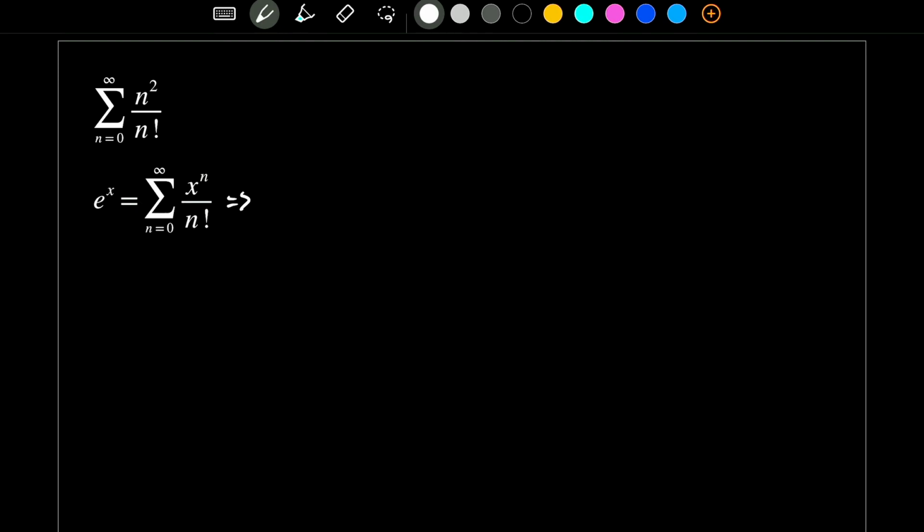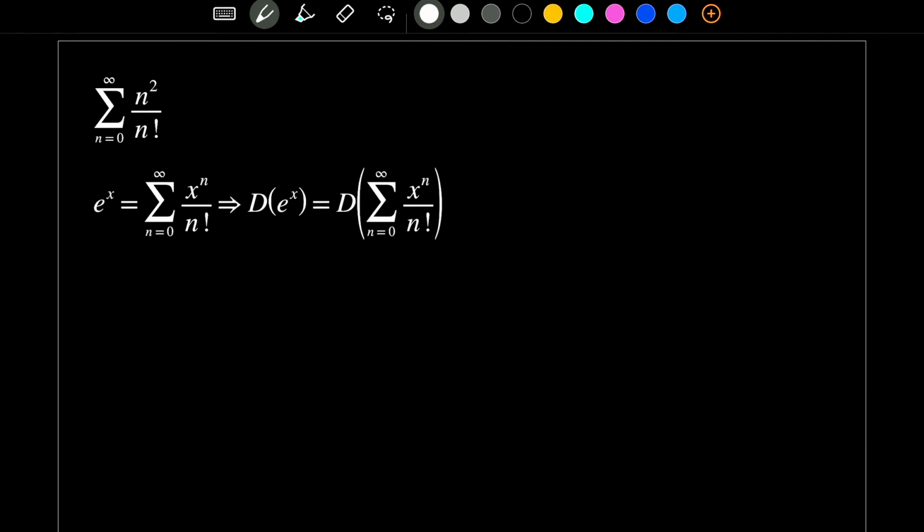So we take the derivative. So we got the derivative of e to the x is equal to the derivative of the sum from n equals 0 up to infinity of x to the power of n divided by n factorial. Now, as we just discovered, the derivative of e to the x is just going to equal e to the x. And then the derivative of that summation, well, we're actually just going to have the derivative inside of our summation. So we need to take the derivative of x to the power of n with respect to x.